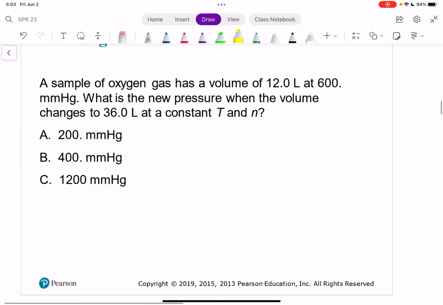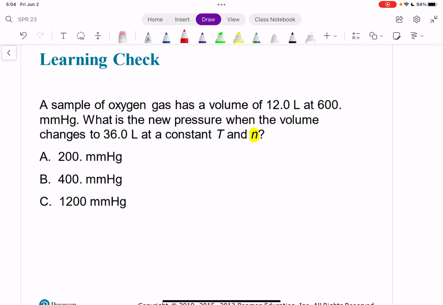All right, so let's see how this works in an actual sample problem. A sample of oxygen gas has a volume of 12 liters at 600 millimeters mercury. What's the new pressure when the volume changes to 36 liters at a constant temperature and n? First, we haven't seen this n before. What do you think n might stand for? If you happen to say number of moles, you'd be correct. n actually stands for the number of moles of our gas.